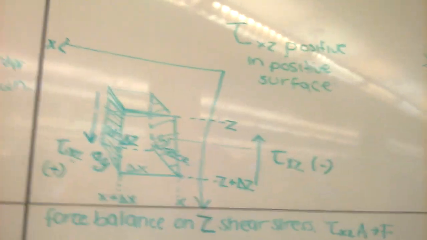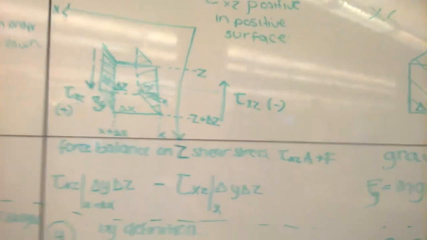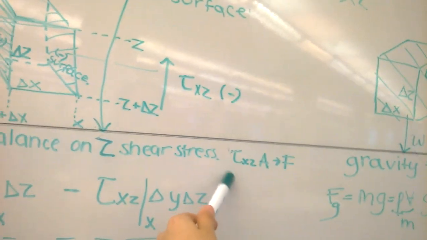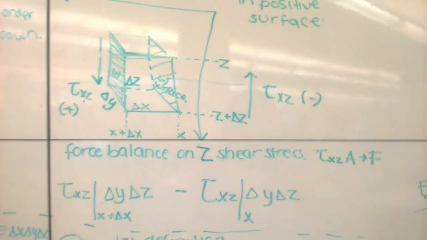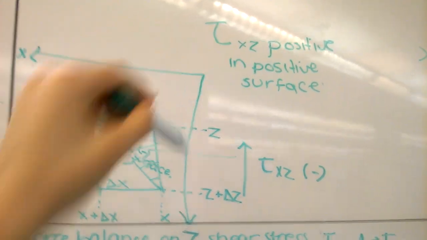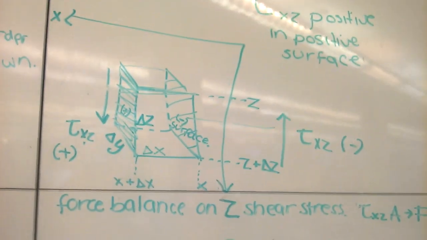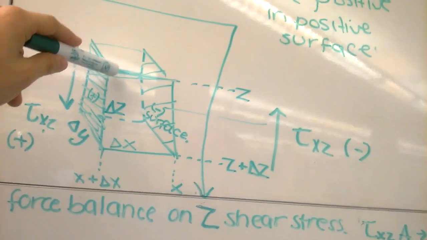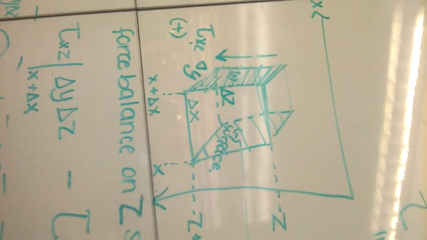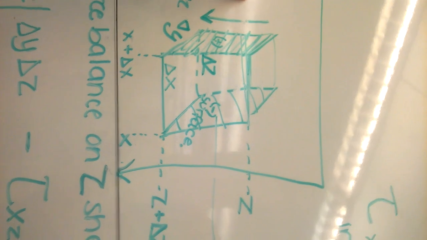Now we move into the shear stress balance. For the shear stress balance, it's the same thing. We have to multiply the shear stress by the area to equal a force. The shear stress is positive on a positive surface. What that means is, if you look at it like this, you could see that the top of our square would be right here. Therefore, that's why our shear stress going down, in this case, is positive.